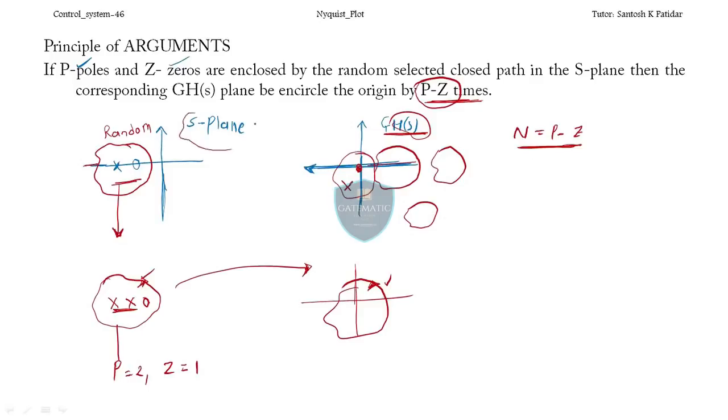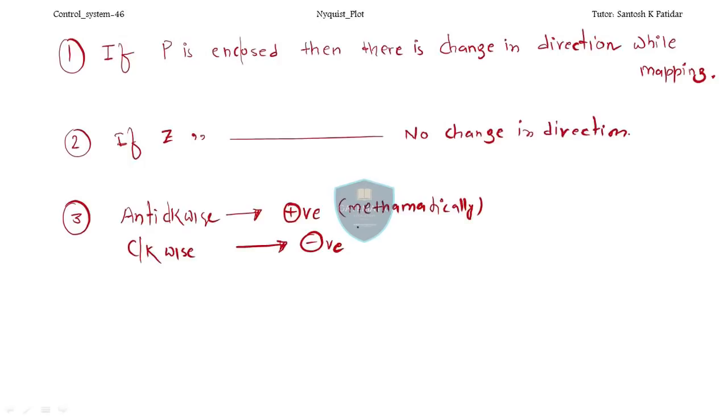If you are mapping this randomly selected path from S to another plane, the encirclement of the origin is given by the principle of argument, isn't it? This is given by N equal to P minus Z. Now let's come to the point: if a pole, that is P, is enclosed, then there is a change in direction while mapping. If Z is enclosed, then there is no change in the direction. What is this change in direction? And what is this, the P enclosed? See now.